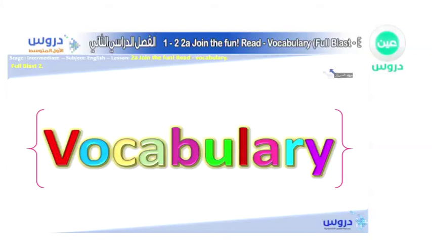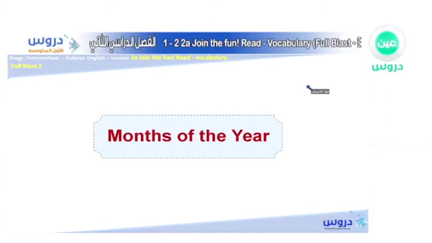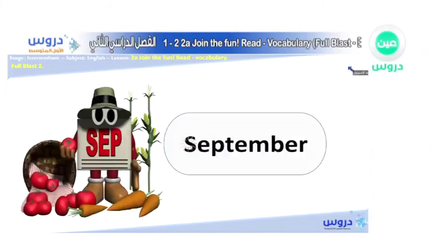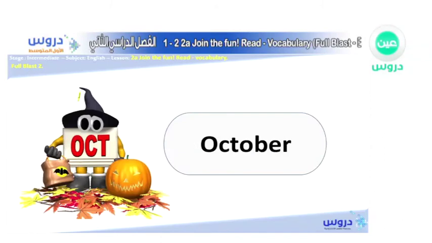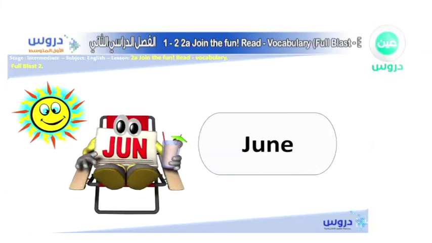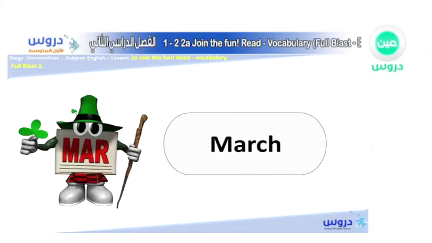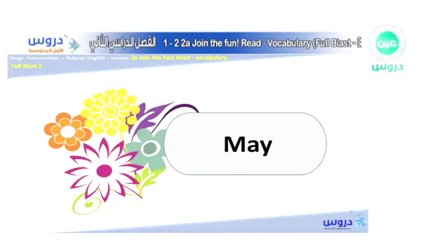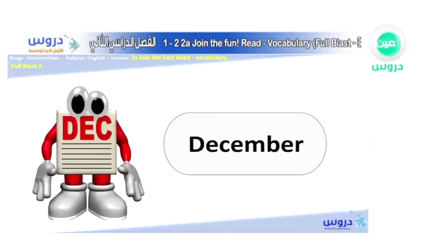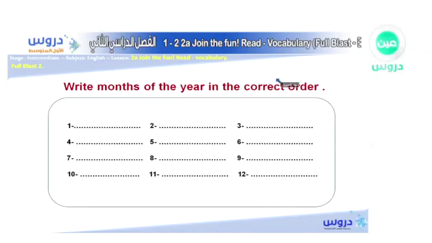Alright, so now we have some vocabulary. We're going to take the names of the months. And when we speak about the names of the months, we want to arrange them right. They are not arranged. I want you to help me to arrange them right. So let's go now. It's the months of the year, as you know. So let's start. September, August, October, April, June, March, November, January, July, May, December, February. So, write the months of the year in the correct order.